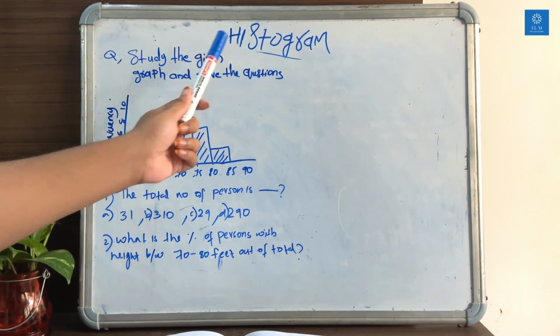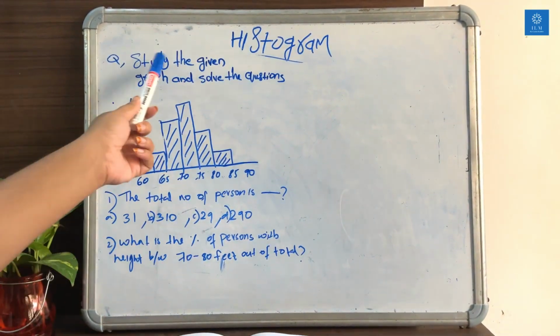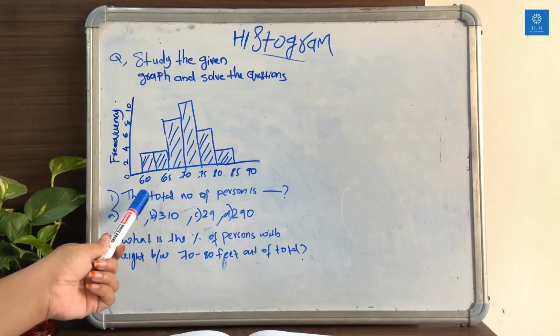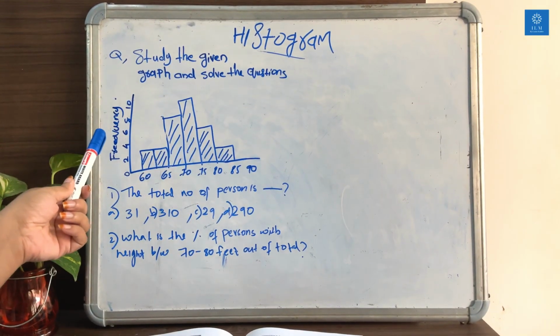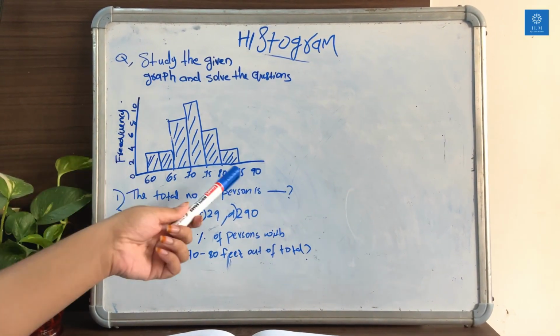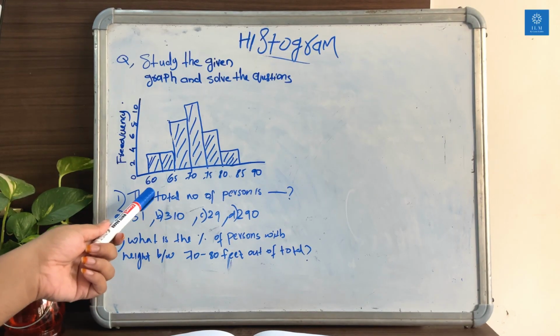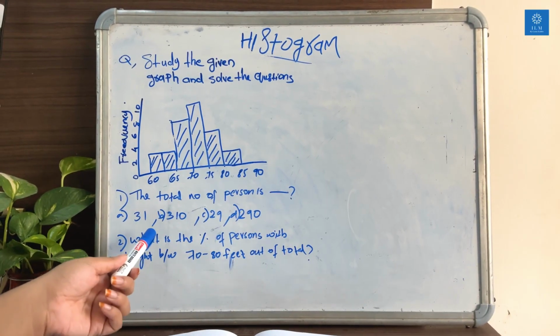So next we are discussing a histogram example. We have to study the given graph and then solve the question. This is a graph of frequency and height. And the first question is, the total number of persons is dash.